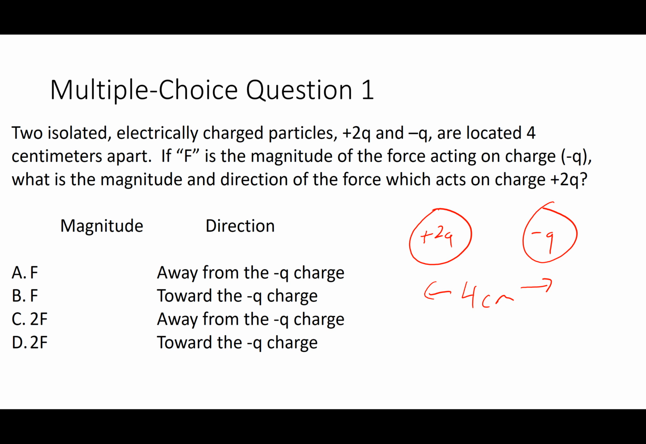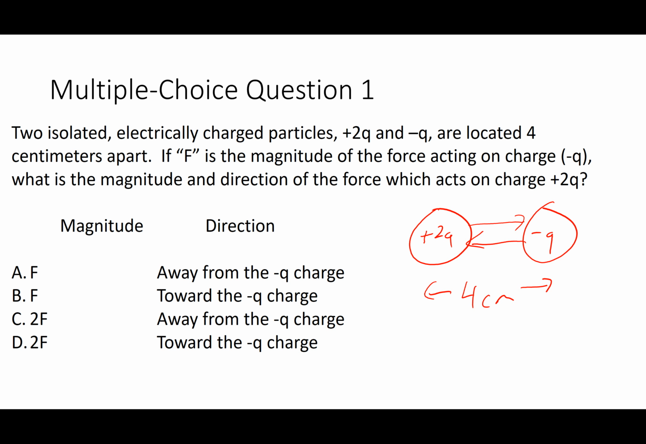First of all, the Coulomb's law force acts on both charges at the same time. It's a Newton's third law kind of thing. If this charge pulls or pushes on this one, this one pulls or pushes with equal magnitude but opposite direction. So the magnitude of the force on both charges has to be F.